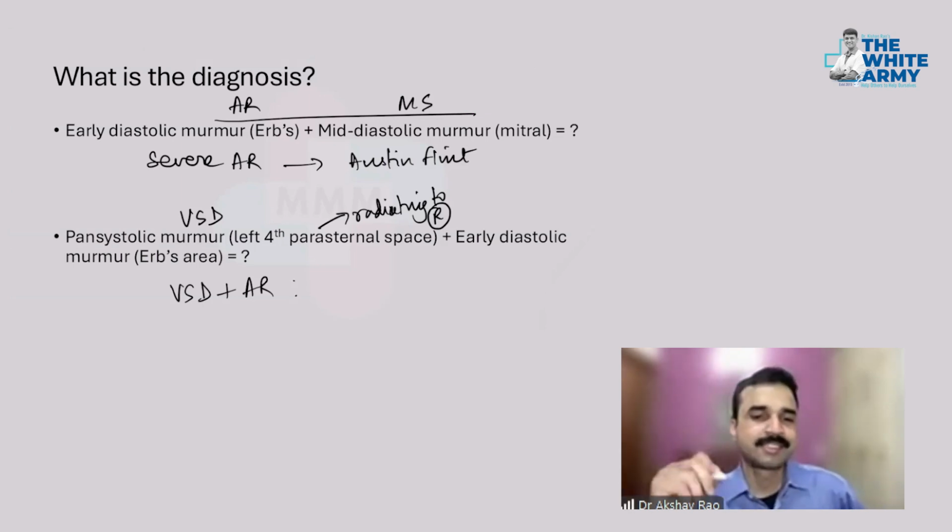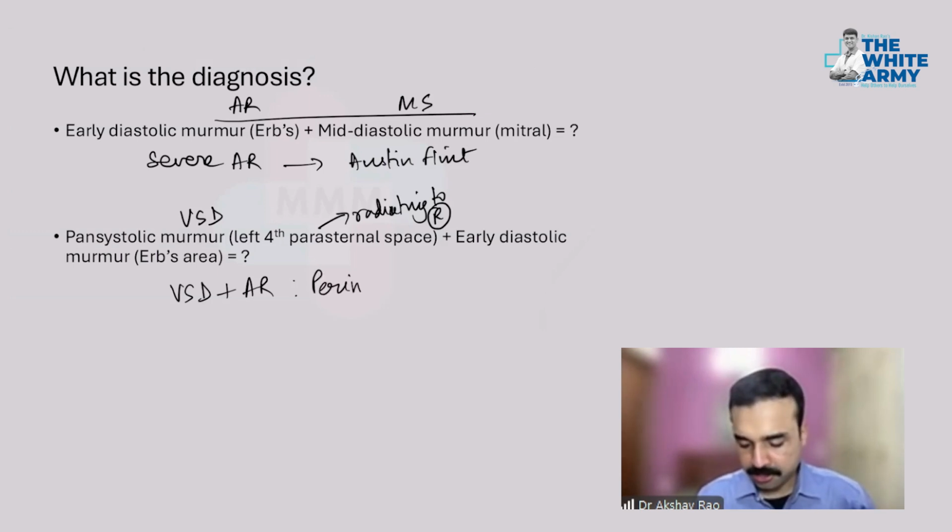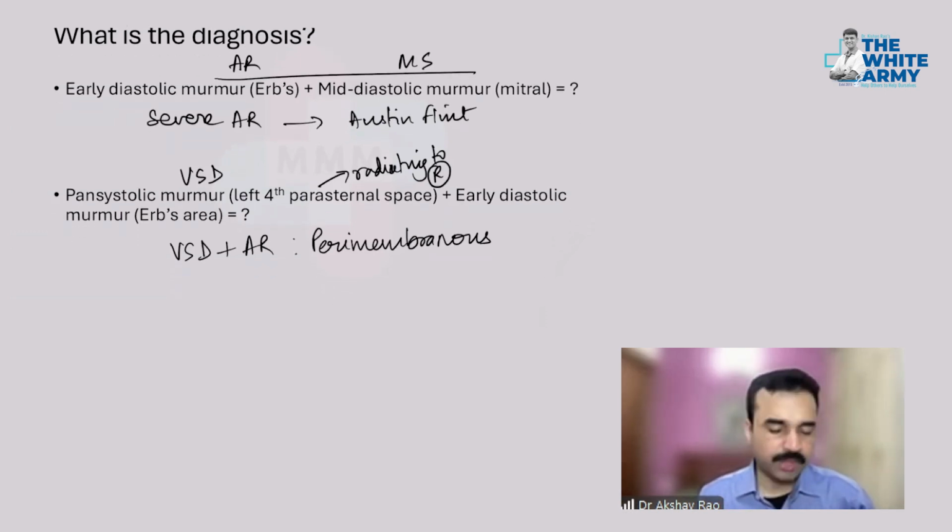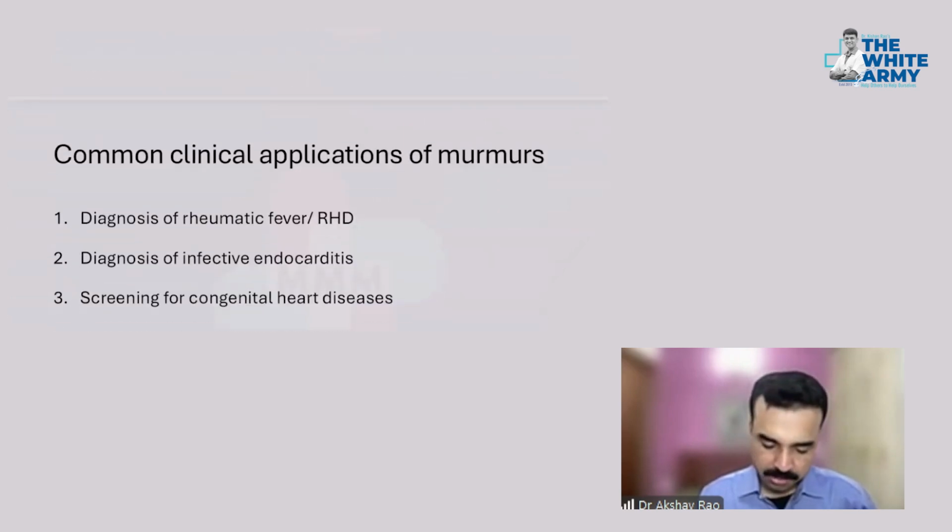Can you guys guess? Basically, it's a subtype of VSD. It's a perimembranous type of VSD, which sometimes while closing can cause an aortic regurgitation. Due to the Venturi effect, it produces an aortic regurgitation. That's a VSD. So just having fun with a combination of murmurs.